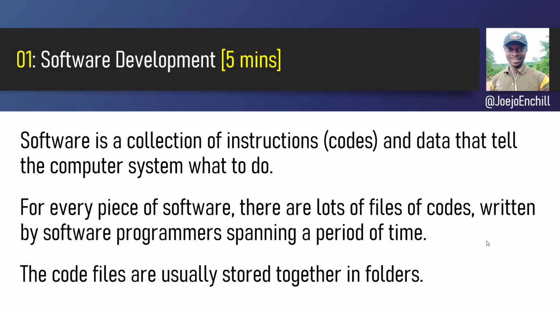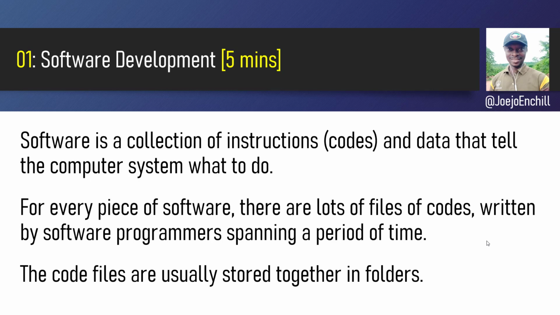Software development. As I have already stated in previous lessons, a software is a collection, a series, a number of instructions or what we call codes that work with data to determine what the computer should do at any point in time. That is, we have codes that are written and it follows a certain defined pattern we call algorithm and uses data to tell the computer what to do.